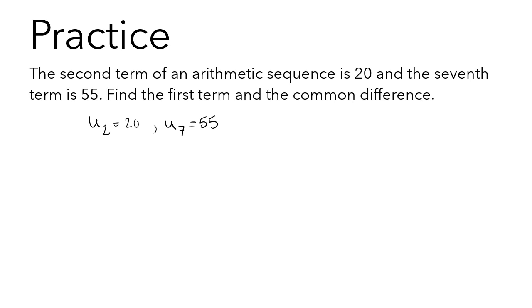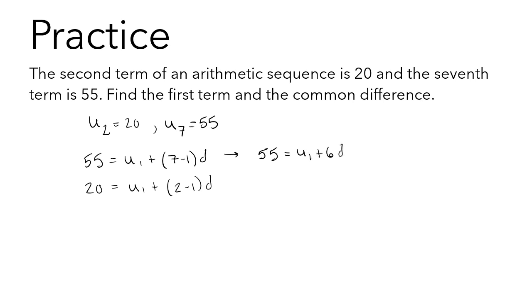So let's set up two equations. The first one's going to be 55 equals u1 plus n is 7, so 7 minus 1 times d. I don't know d. And the second one's going to be 20 equals u1 again plus 2 minus 1 times d. And I'm just using the general formula to set up these two equations. Okay, let's simplify this just a little bit. 55 equals u1 plus 6d, and 20 equals u1 plus d.